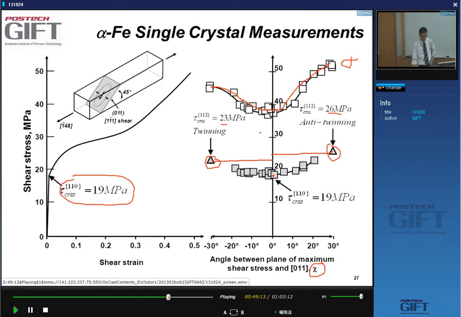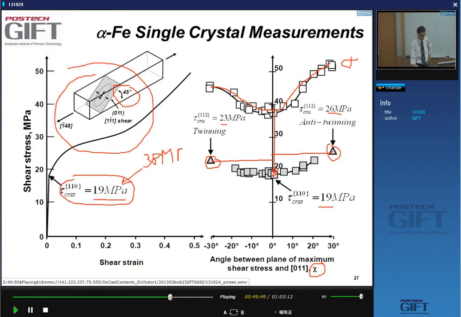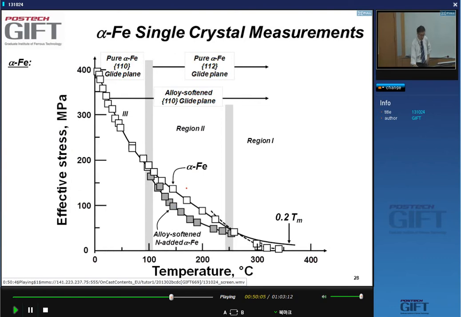And then, you remember that we calculated that for this specific case, the two angles were 45 degrees. We simply calculate the resolved shear stress from the measured applied stress, right? So what we actually measured here was not 19 megapascal of shear stress, but 38 megapascal of yield stress, right? That's what we measured. And then we divided this by 2 to get the critical resolved shear stress of 19, all right? Okay.